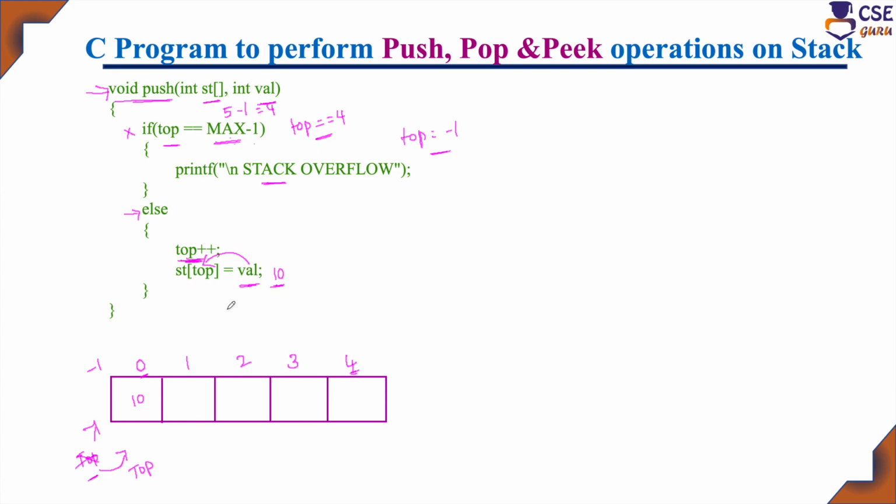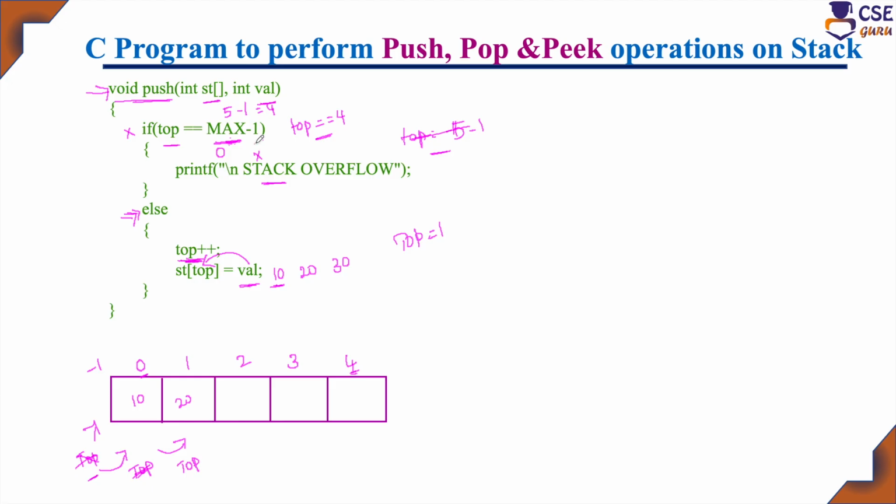Suppose again I give the option as 1, and in the switch statement case 1 will execute. Now I want to insert an element 20. Here it will check if top is equal to max minus 1. Now top value is 0, so the condition fails. It will go to the else part and increment the top position by 1. Now top will point to the next memory location. Place the element. Similarly, if I want to insert 30, now top value is 1.